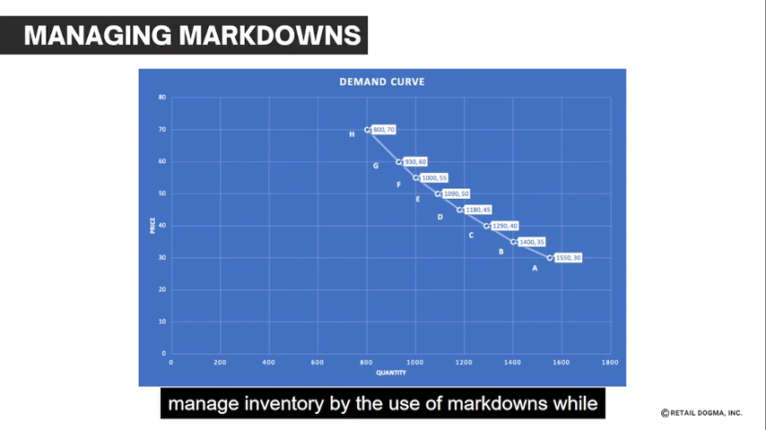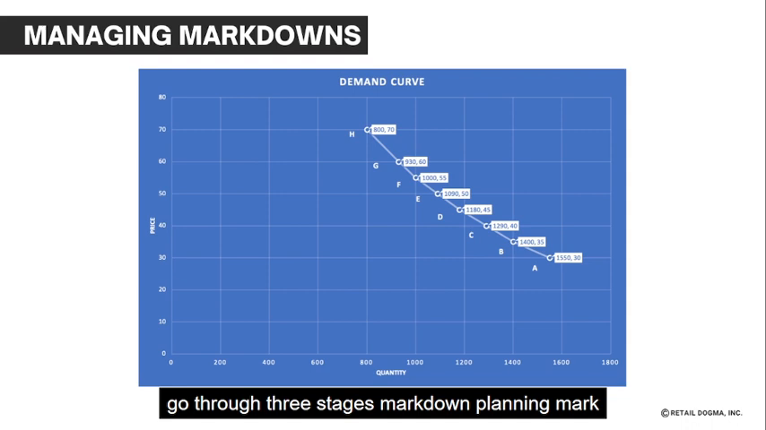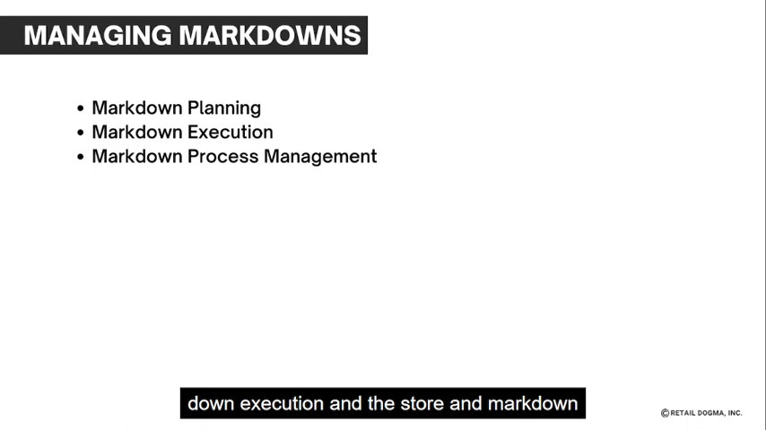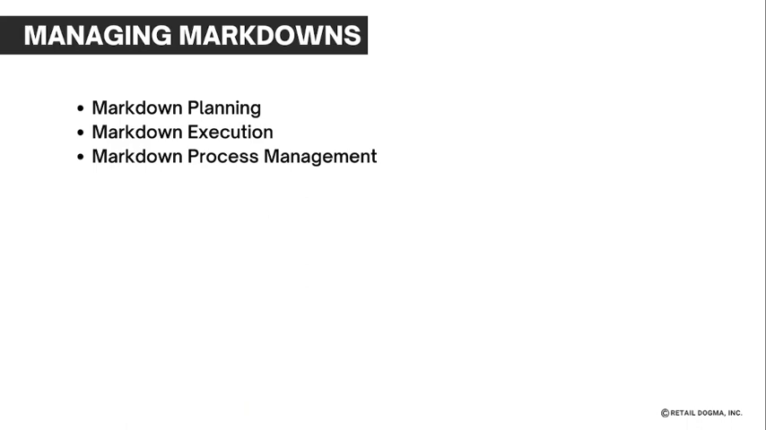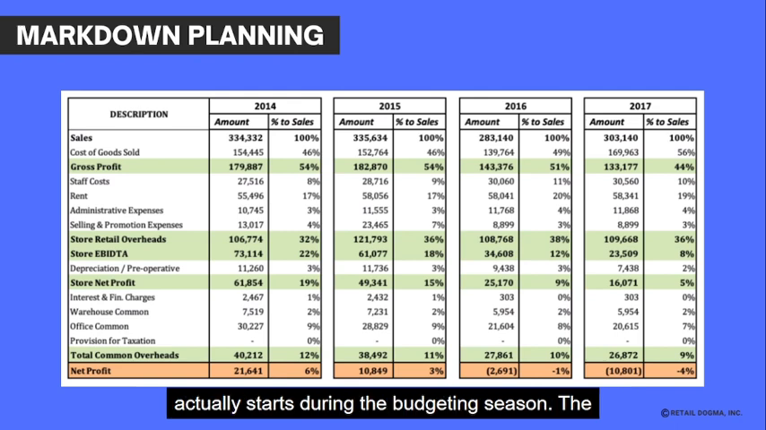This concept is taken in retail and used as a tool to efficiently manage inventory by the use of markdowns. While discussing markdowns, we are going to go through 3 stages: markdown planning, markdown execution at the store, and markdown process management. Markdown planning starts very early on, before the year actually starts.